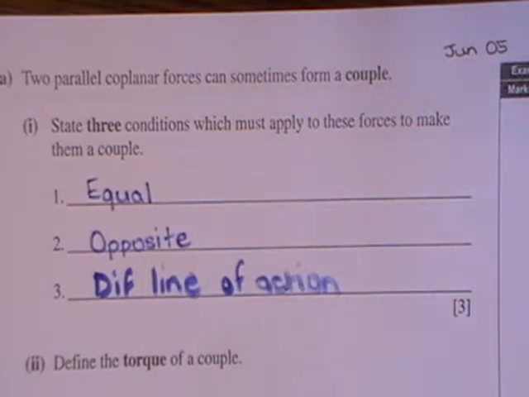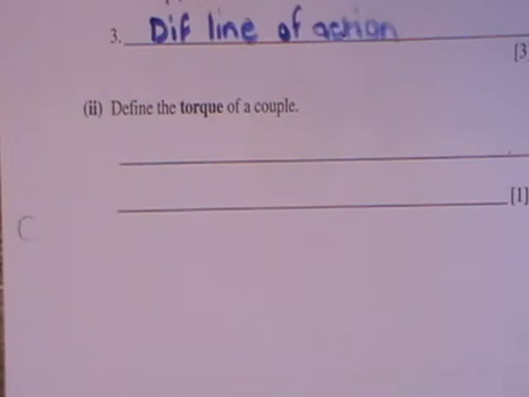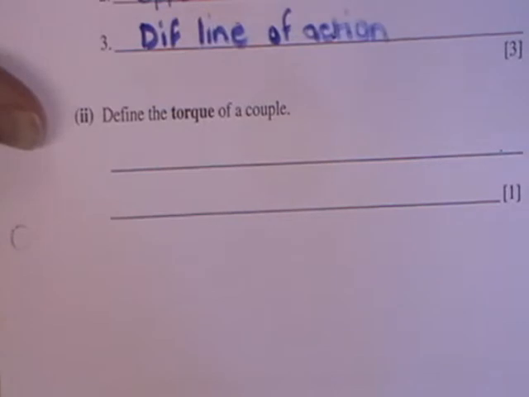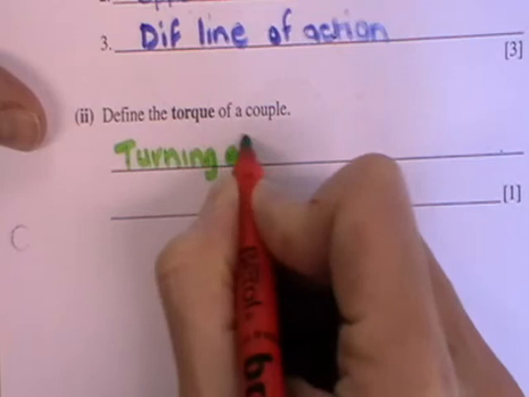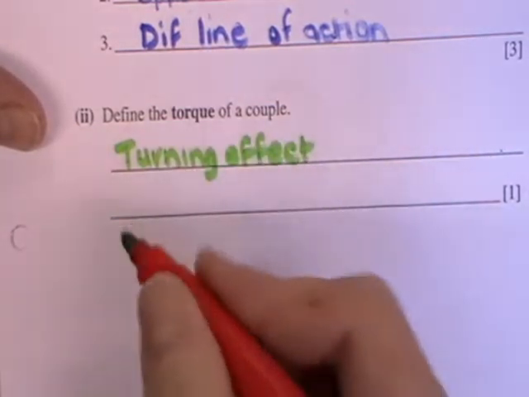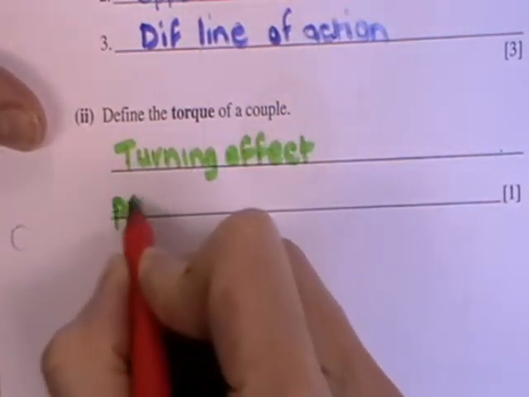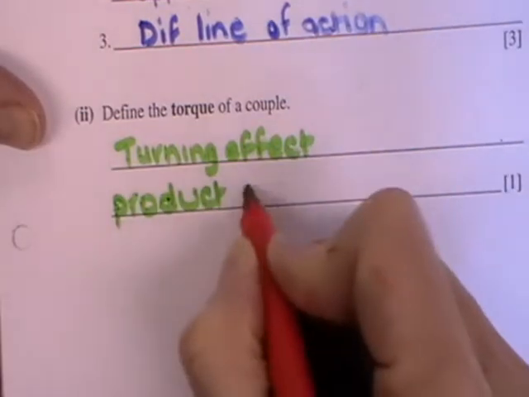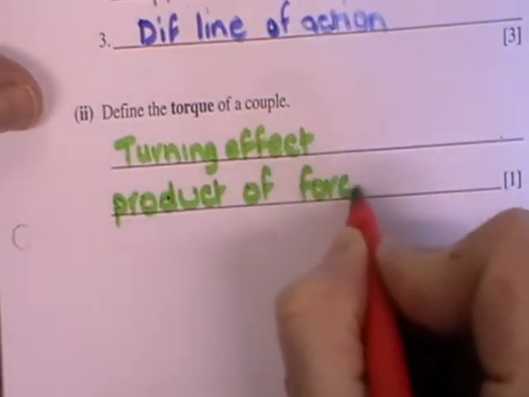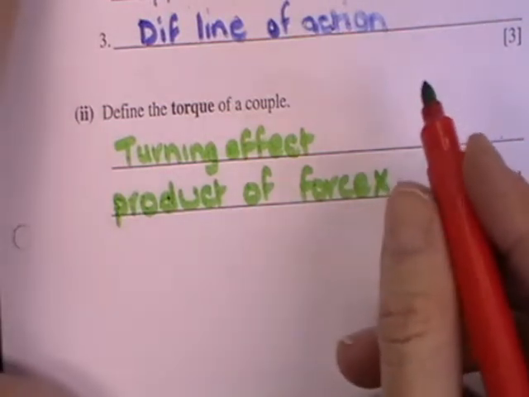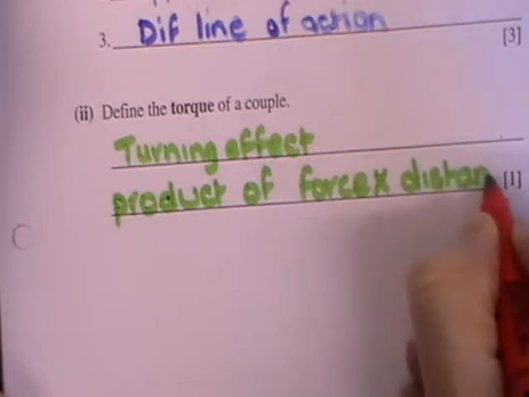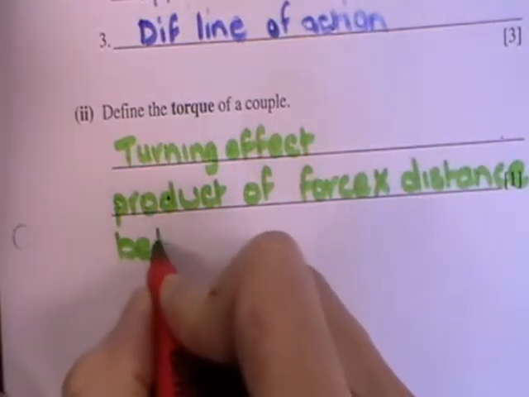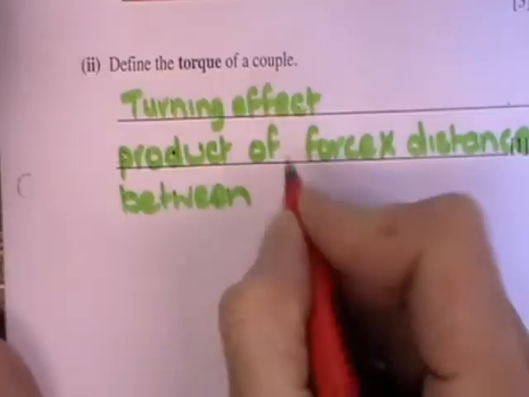Define the torque of a couple. And the torque of a couple is the turning effect, or you could also say that it is the product of force multiplied by the distance. So it's one of the forces multiplied by the distance between the forces.